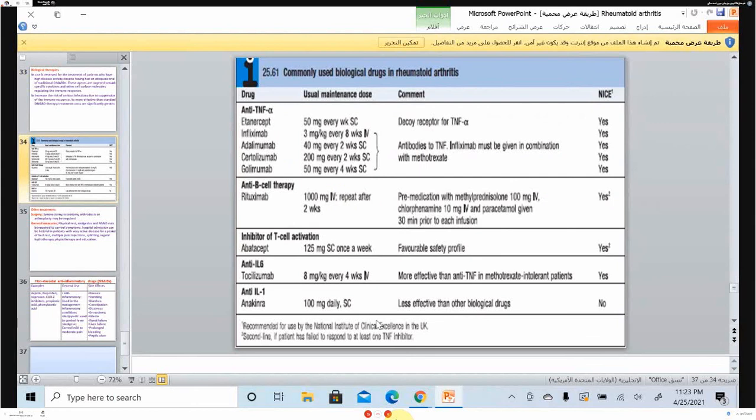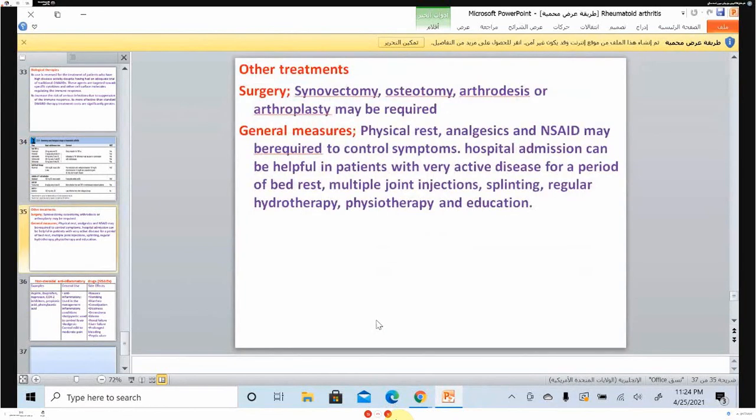As we said, the commonly used biological drugs in rheumatoid arthritis are anti-tumor necrosis factor alpha, anti-B cell therapy rituximab, an inhibitor of T cell, abatacept, and anti-interleukin 6 or interleukin 5. Other treatment, as we said, may be surgery, such as synovectomy, osteotomy, arthrodesis, meaning fusion of the joint so it becomes as if there is no joint, or arthroplasty may be required.